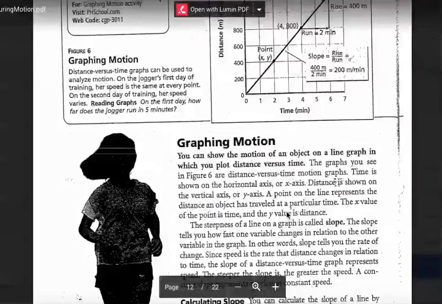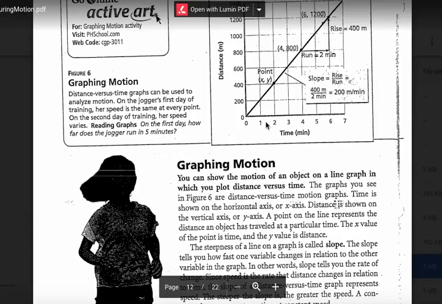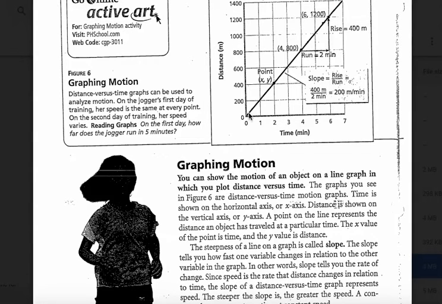Let's look at that. Rise is 400 meters and the run is 2 minutes. So 400 divided by 2 is 200 meters per minute. So if you wanted to find that point, you could say, okay, it's going 400 meters for every 2 minutes. That means it's going 200 meters for every 1 minute.